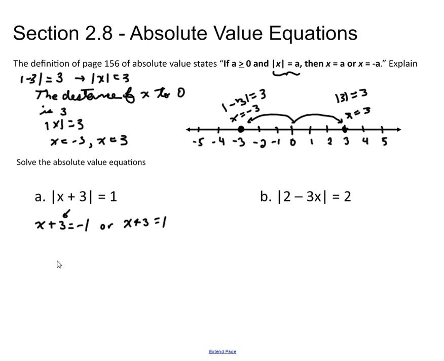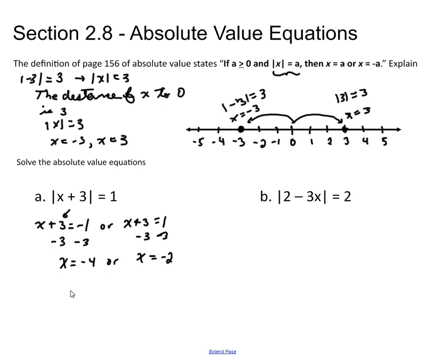Okay, so now we've got two equations. We know how to solve both of these the same way. We subtract 3 from both sides, and we get x is equal to -4. Or, if we subtract 3 from both sides of this one, we get x is equal to -2.